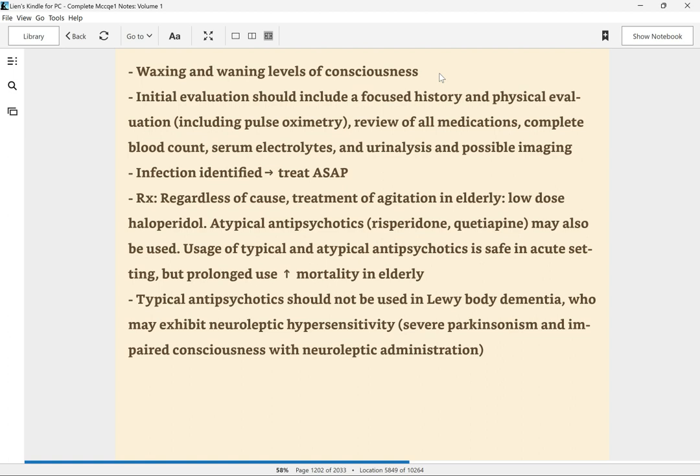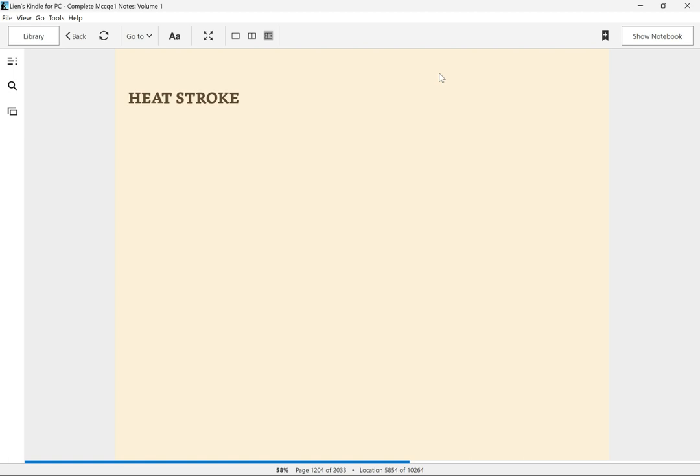Atypical antipsychotics, risperidone, quetiapine, may also be used. Usage of typical and atypical antipsychotics is safe in acute setting, but prolonged use increases mortality in elderly. Typical antipsychotics should not be used in Lewy body dementia, who may exhibit neuroleptic hypersensitivity, severe Parkinsonism and impaired consciousness with neuroleptic administration.